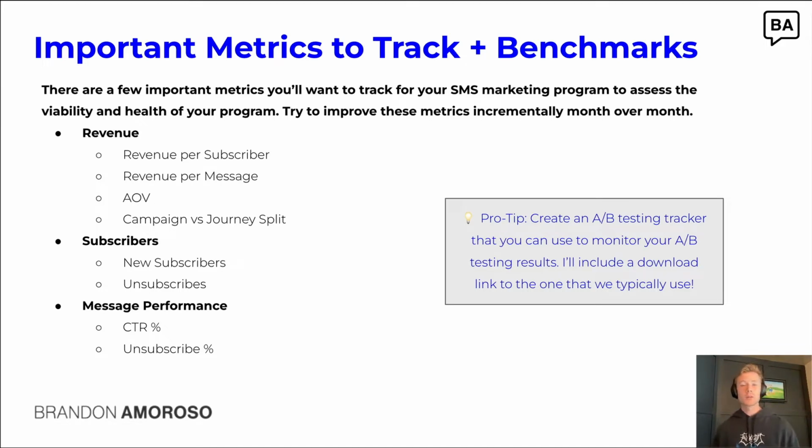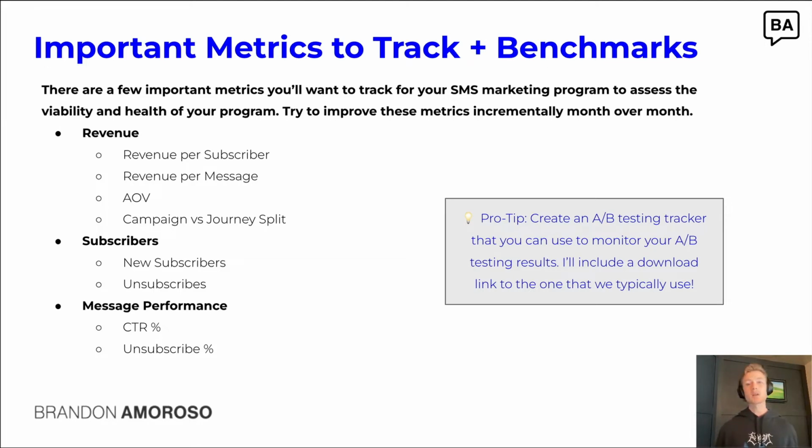One of the key ones that we like to track is revenue per subscriber, which is just giving you an overall look at how much money you're making per SMS subscriber that you have in your account. One of my favorites, and probably the one that I track closest, is revenue per text sent. So are you making $1.50 per text message that goes out? Are you making $1 per text message that goes out? That's a very key metric to track because there's a cost associated with each SMS send.